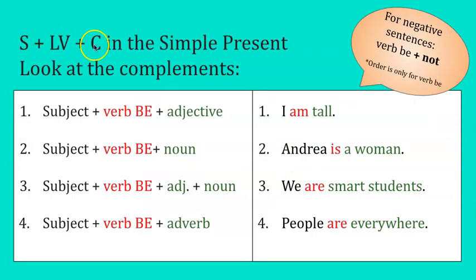Subject, linking verb, complement. So you see here the subject, the verb be, the linking verb, and then the complements. There are different types of complements. And then here are example sentences. Remember, you can always make these sentences negative. Just add not after the verb be. Pause the video here to read the sentences more carefully.